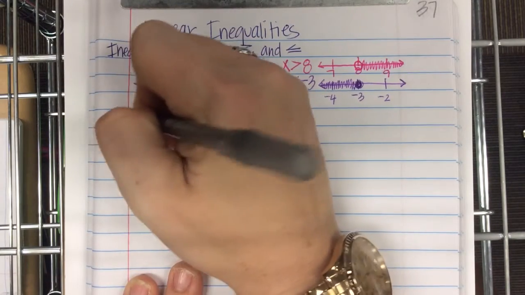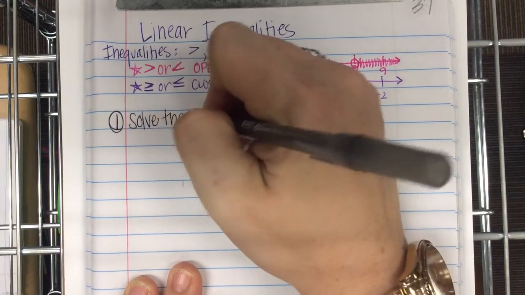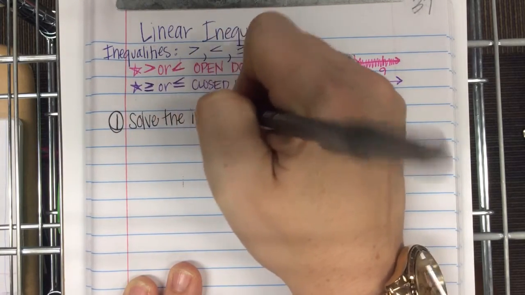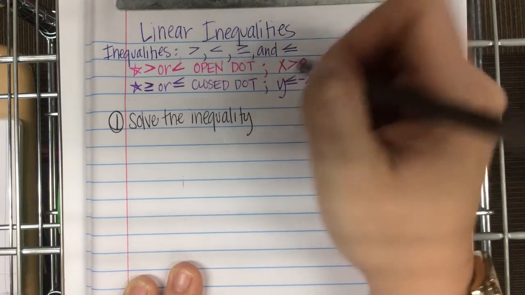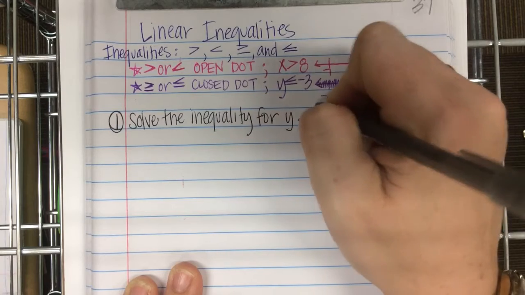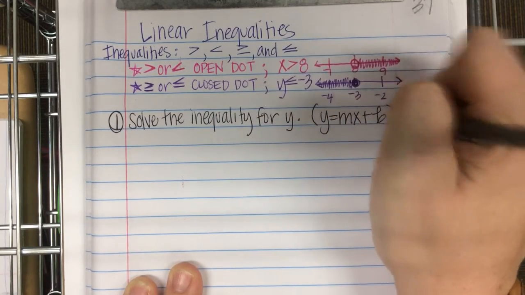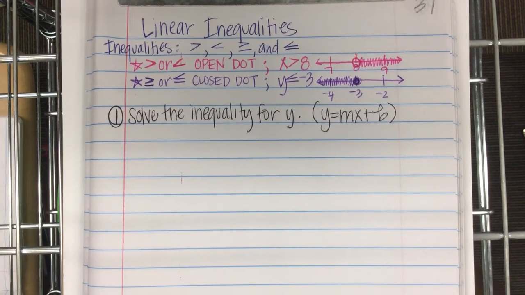So you have to make sure to solve the inequality for y. Maybe it's already in slope-intercept form, and then you don't have to do number 1. Maybe it's not, and you'll have to solve for y.